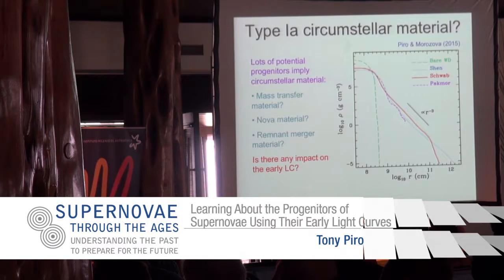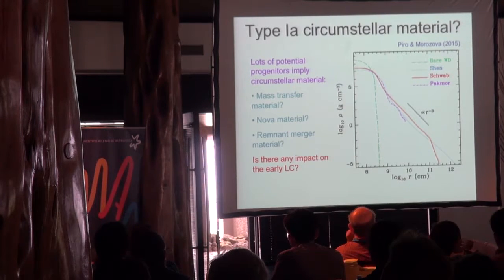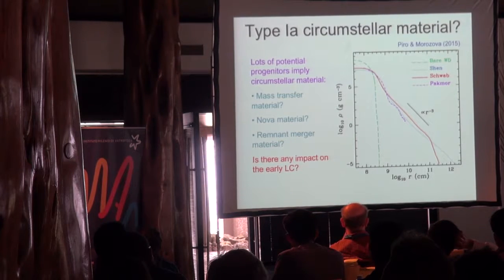Another thing we've been considering is type Ia supernovae, whether you can see any signs of circumstellar material if they had additional material around them from the progenitor scenario. Because if you think about it, in a lot of type Ia scenarios you have mass transfer, and that's not going to be completely efficient. So you might have some nova material, or some material left over from a merger.